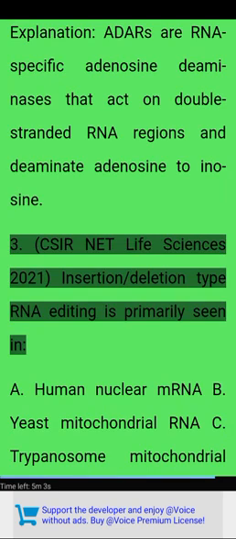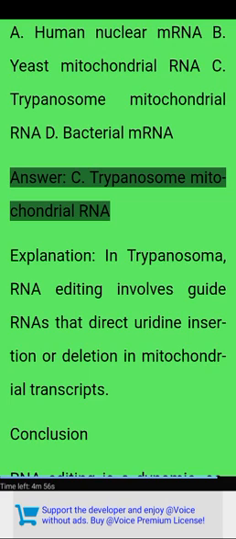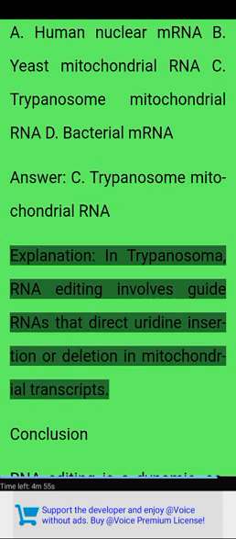3. CSIR NET Life Sciences 2021. Insertion-deletion type RNA editing is primarily seen in: A. human nuclear mRNA, B. mitochondrial RNA, C. trypanosome mitochondrial RNA, D. bacterial mRNA. Answer: C, trypanosome mitochondrial RNA. Explanation: in trypanosomes, RNA editing involves guide RNAs that direct uridine insertion or deletion in mitochondrial transcripts.